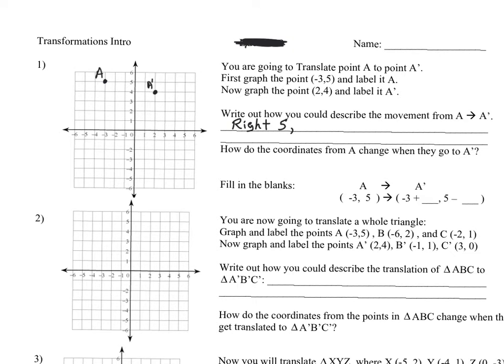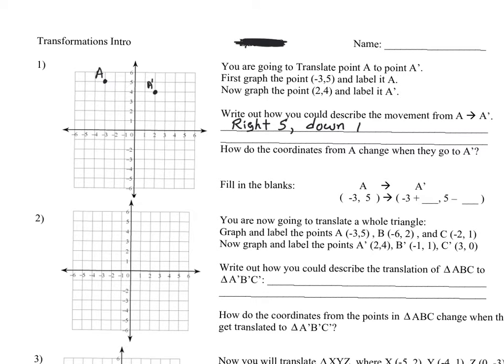And then here I am at right 5. I have to go down 1 to land right on top of A prime. So I write that down. Down 1. Okay. So we take a look at how do the coordinates change from A to A prime.